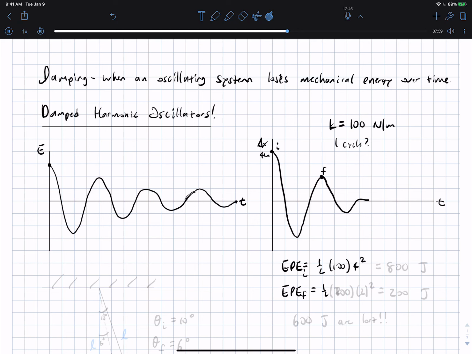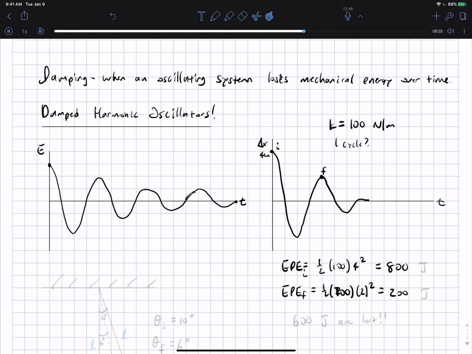So it's 1/2 times, well, now it's half, so it's 2. Well, the K is 100, but now the displacement is 2 squared. And so you end up that the difference is, well, this ends up being 4 squared, which is 16. So 1600 divided by 2 is 800. Well, this is 4 halved, 200. So it's lost 600.